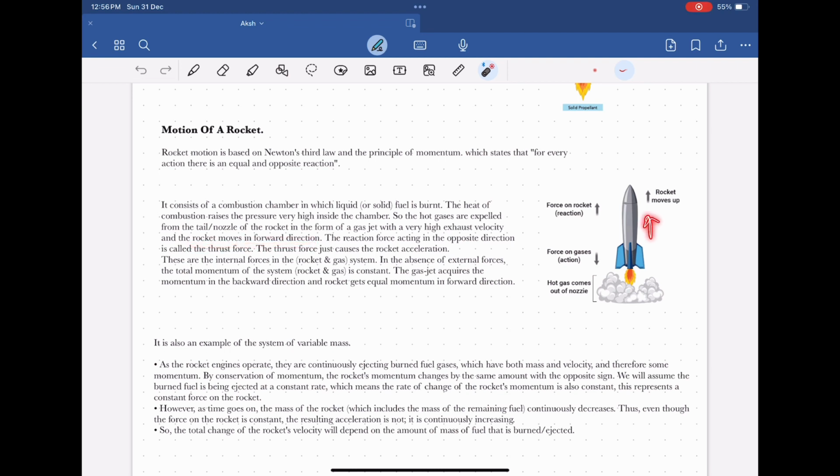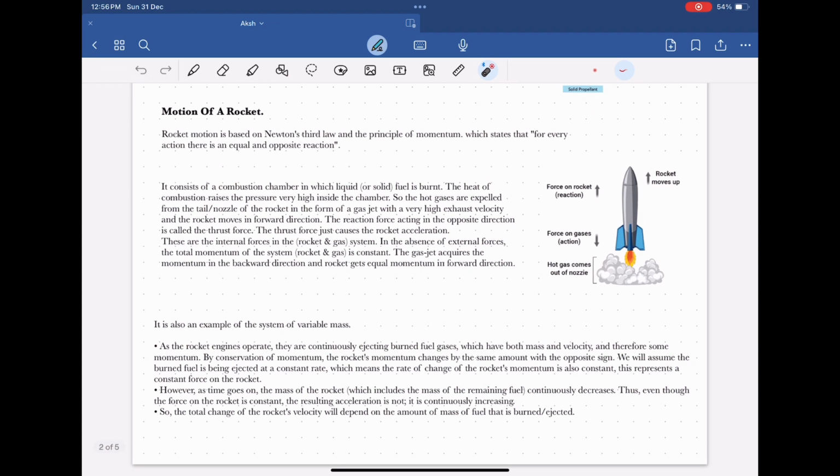The reaction force acting in the opposite direction is called the thrust force. The thrust force causes the rocket acceleration. These are the internal forces in the rocket gas system. In the absence of external forces, the total momentum of the system is constant. So the gas jet acquires momentum in the backward direction and the rocket gets equal momentum in the forward direction. Here we can see that the gas jet produces the thrust force, and the reaction force because of the thrust makes the rocket move in the upward direction.